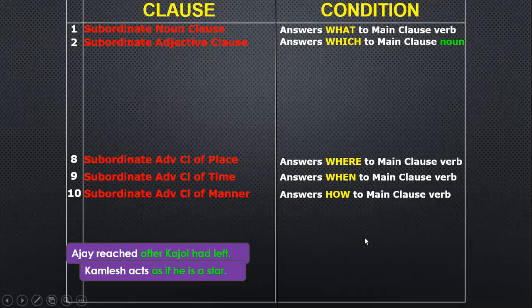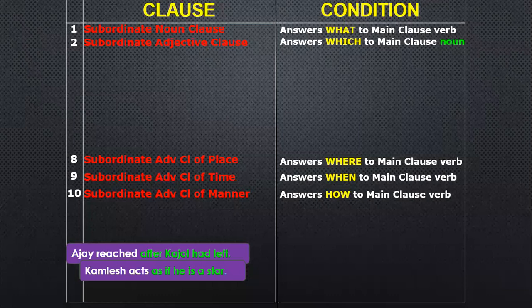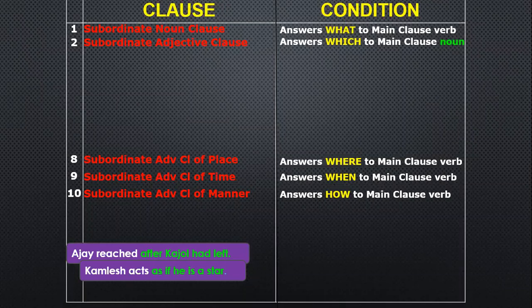So how are you supposed to write the answer? Kamlesh acts, main clause, as if he is a star, subordinate adverb clause of manner. In examination, you're not supposed to write the shortcuts, the acronyms, the clippings like ADV and CL. You are supposed to write the whole word, that is adverb, clause of manner. So you're supposed to use the whole term.